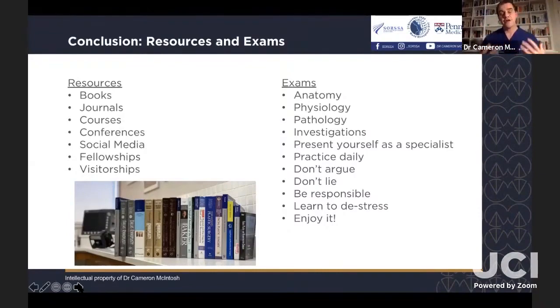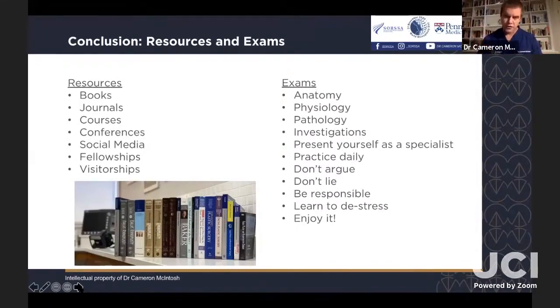When you're there at your final exams, speak as a colleague to a colleague. They want to know that you're a specialist, so don't act as if you're a resident or a fellow. Be confident. Every single day you have the opportunity to practice. Every time you see a patient in the clinic, every time you're operating, it's going to be exactly the same in your exams.